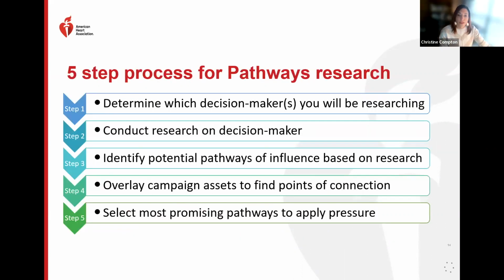So first, of course, we're going to determine who we're going to research. And then we're going to conduct that research on the decision maker.